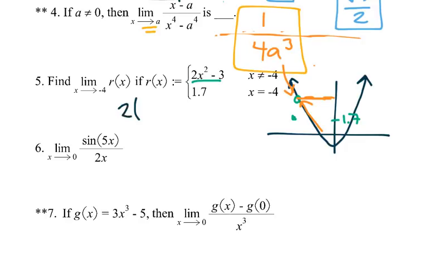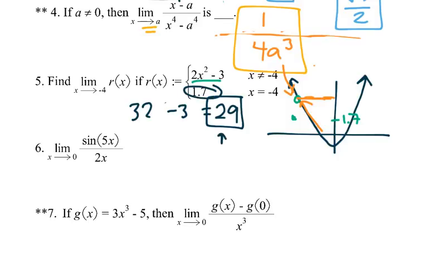So that's 2 times negative 4 squared minus 3. And negative 4 squared is 16. So we have 2 times 16 minus 3. 2 times 16 is 32. So we get 32 minus 3 equals 29. So the limit as we approach negative 4 of r of x is 29, even though the value of the function at that point is 1.7. The limit is 29. Great.